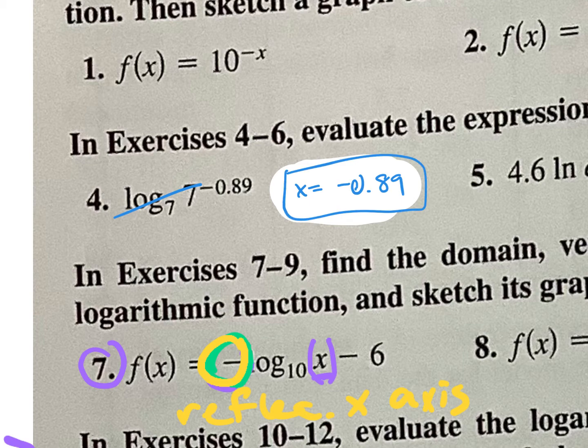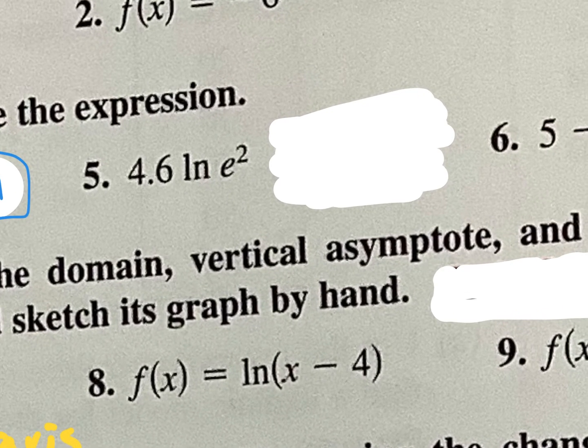So let's take a look at number 5. What happens to ln of e? Cancels. So we're left with 4.6 times 2, which would be 9.2.